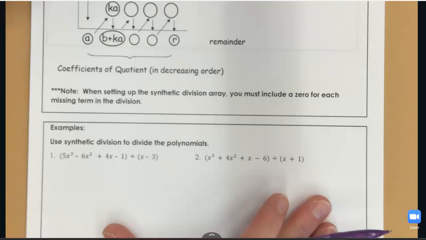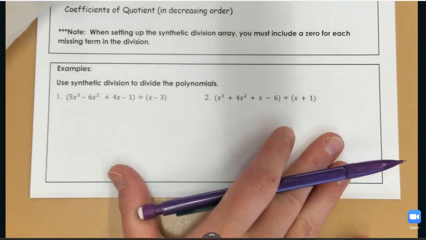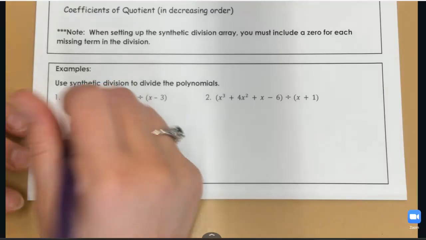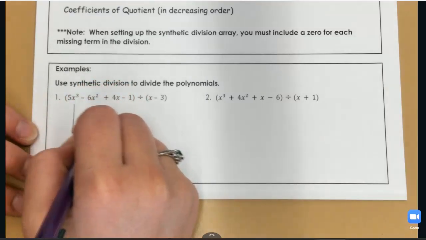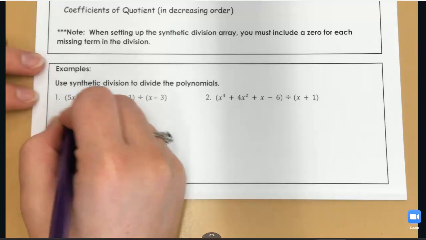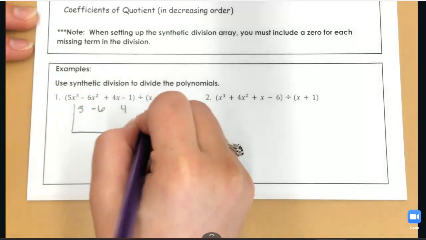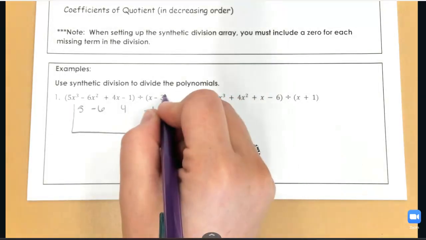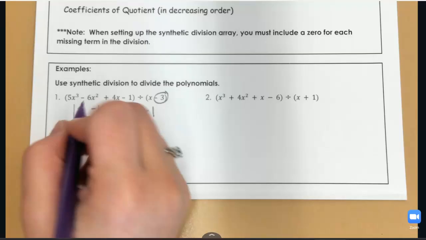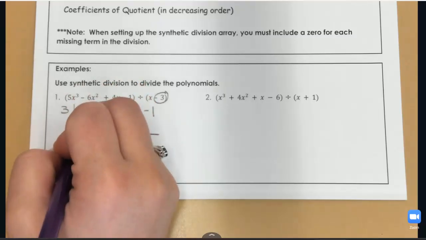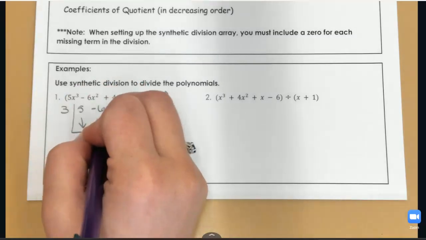So let's jump into an example because I feel like this is really best learned by seeing and doing. So on this first one, I'm going to start with my upside down house. My coefficients are 5, -6, 4, -1. My divisor is x minus 3, so the opposite sign of that will be positive 3. That's what's going to go outside my house. And now I'm going to start my pattern. I'm going to bring down the 5. 5 times 3 is 15.